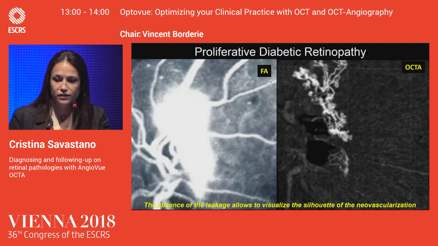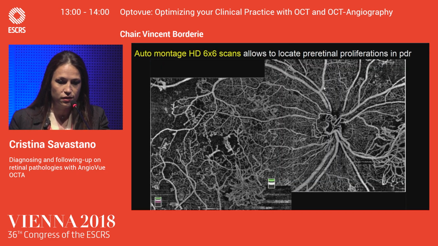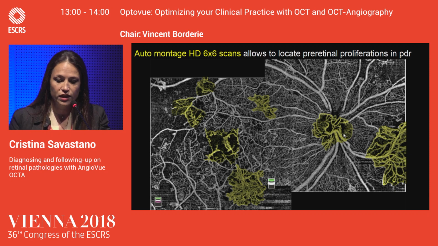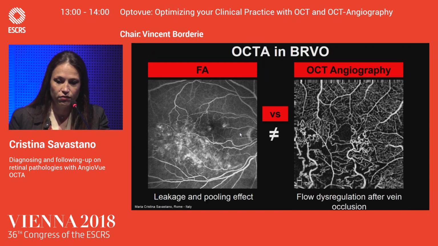Even in proliferative diabetic retinopathy, we can observe the differences, because the fluorescein angiography masks the effect of new vessels, while in OCT angiography, we can define exactly a precise silhouette of neovascularization. In this auto montage, we can distinguish the proliferation by means of this rounded yellow area, and we can observe it near the disc, elsewhere, and near the ischemic area.